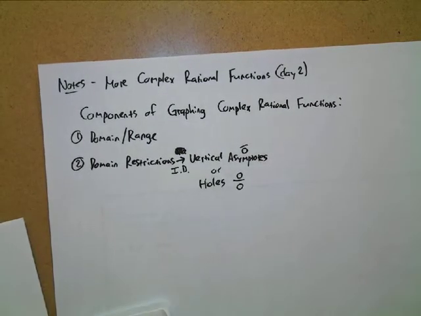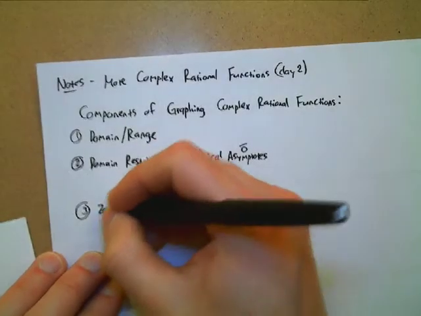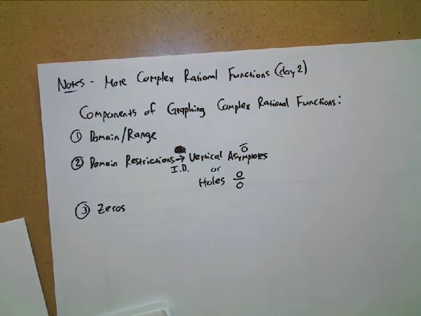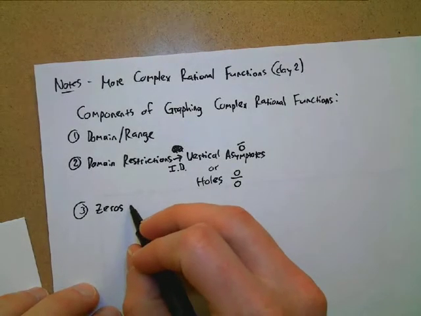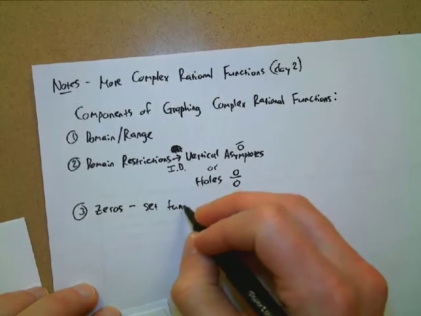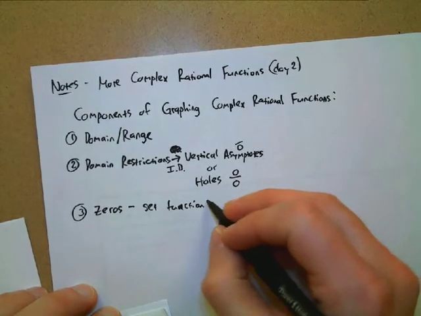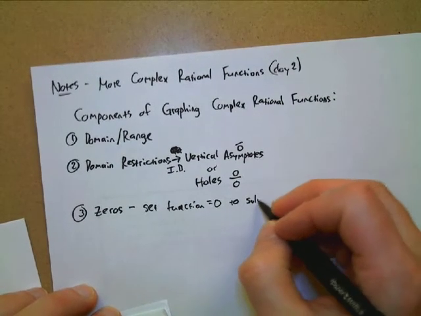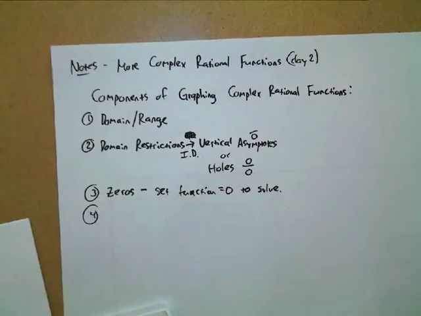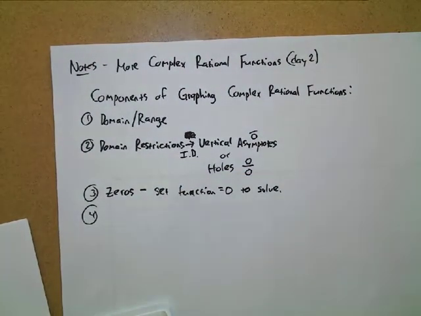We want to be able to identify zeros. So we should come up with zeros. That's where you set the function equal to 0 to solve. The first three things we've already talked about up to this point. But four, today, we're going to be looking at the end behavior.